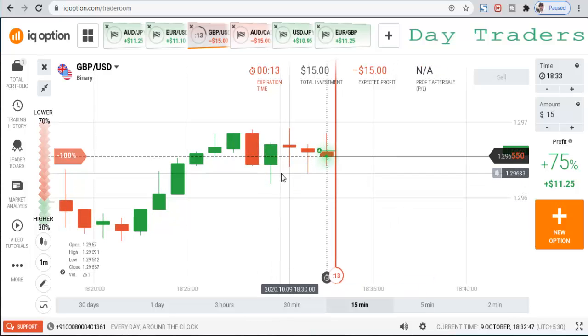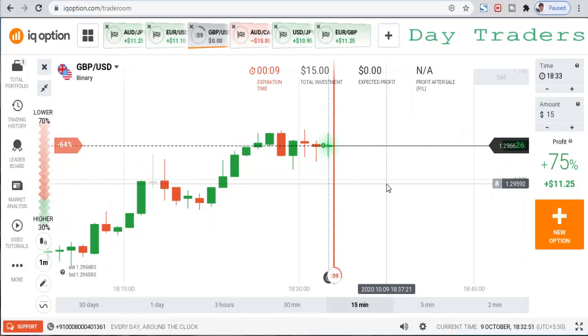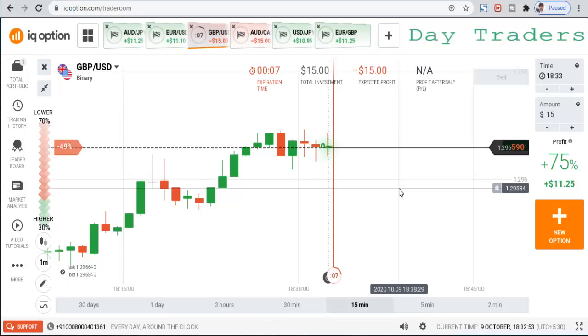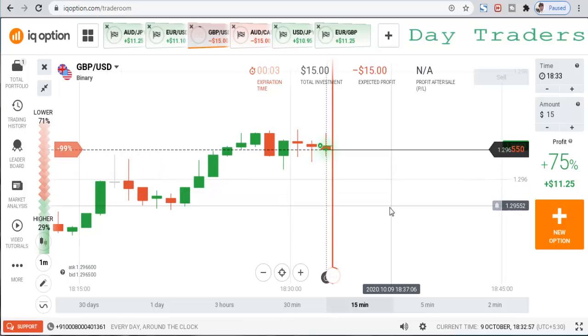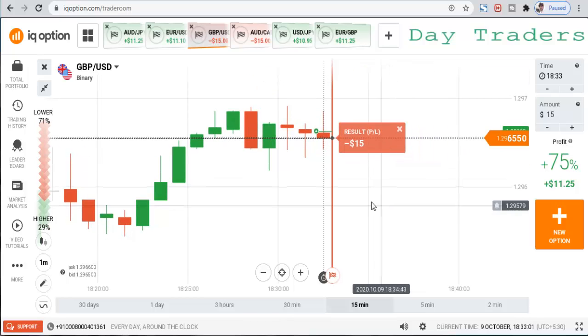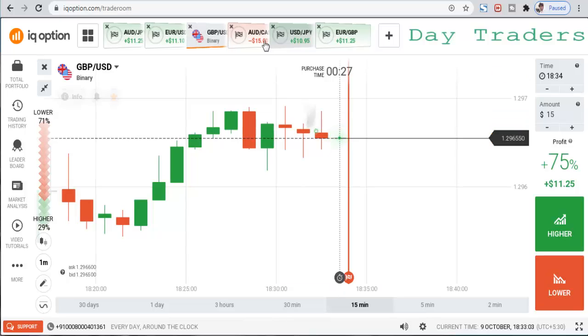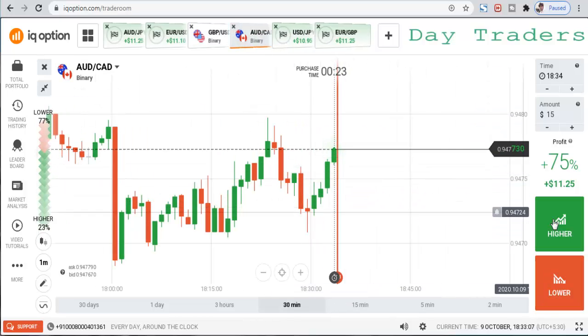Okay, still some sellers enter the market. Okay, 5 seconds. Okay, this is also a loss on my trade. I will try to recover these trades.